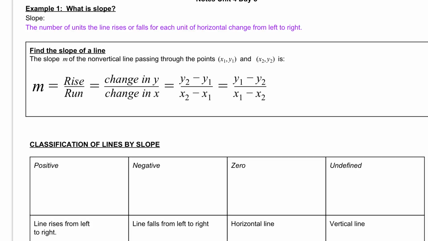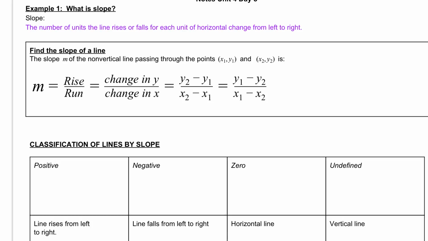In the day 5 notes, we're going to talk about slope. So up here in the top in example 1, what is slope? Well, our definition of slope is the number of units the line rises or falls for each unit of horizontal change from the left to the right. And that's really important. We're always moving from left to right.